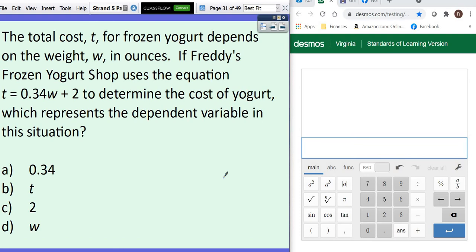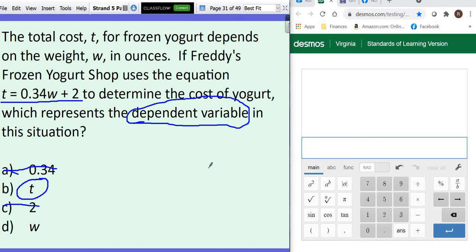The total cost T for frozen yogurt depends on the weight W. If Freddy's frozen yogurt shop uses the equation T equals 0.34 W plus 2 to determine the cost of the yogurt, which represents the dependent variable? First of all, it's a variable, so it's got to be a letter. So this cannot be it, and neither can this. Dependent, all by itself, so that's going to be T.